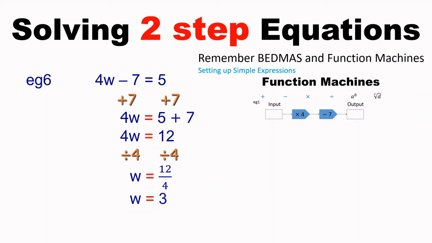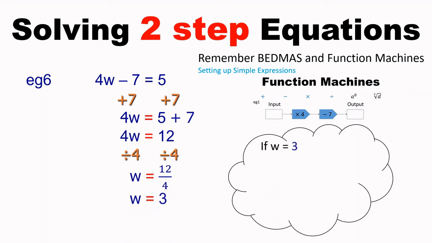Since that was a two-step equation, it took us a bit longer and there were more opportunities there to make mistakes. We should definitely check our answer. I highly recommend that you write your checks down. So here we go. If W is equal to 3, that means that 4W minus 7 must equal 5, or 4 3's minus 7. Does that equal 5?